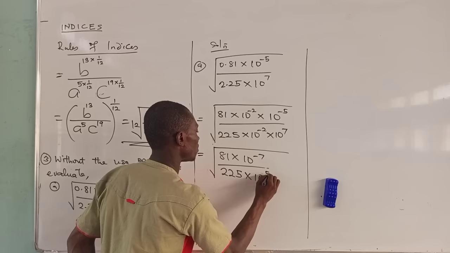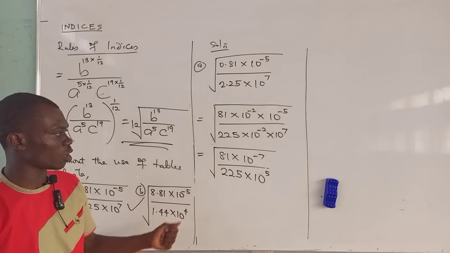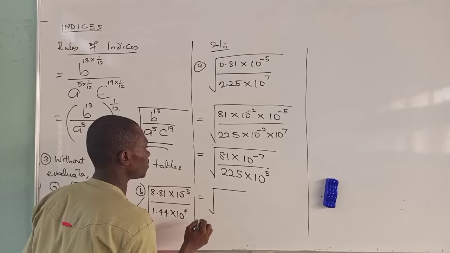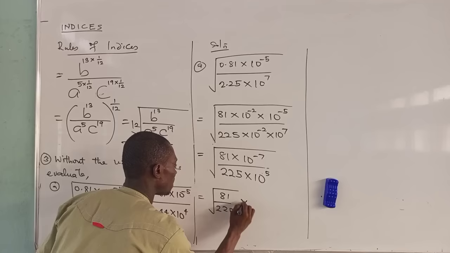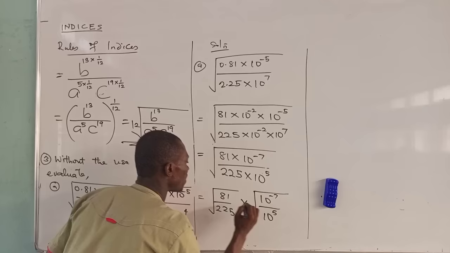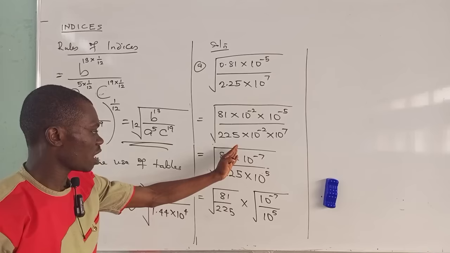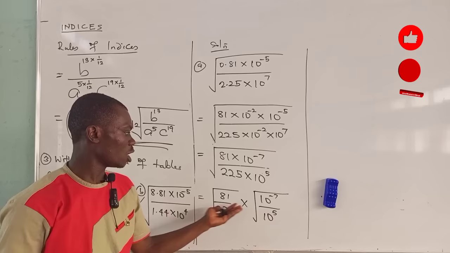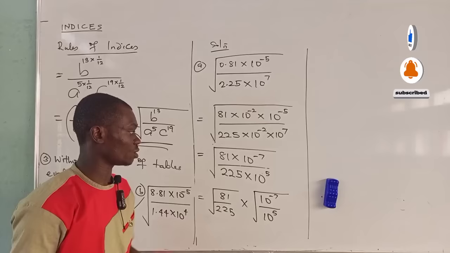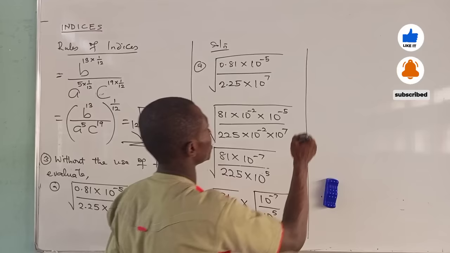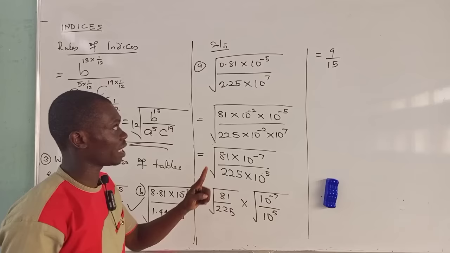And then, to be able to simplify all of this, what do we do? You remember that this is the same thing as the square root of 81 over 225 multiplied by the square root of 10 raised to the power minus 7 all over 10 raised to the power 5. Now, because of course, you know that I can split this division here. If I bring this thing back again by the same rule, I will still get back my 81 times the numerator here, 225 times the denominator here. Okay, and if that is true, I know that square root can go on numerator and denominator, and that will give me 9 over 15, because the square root of 81 is 9, and the square root of 225 is 15.